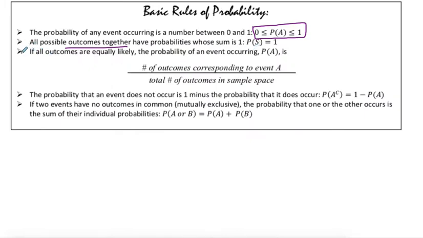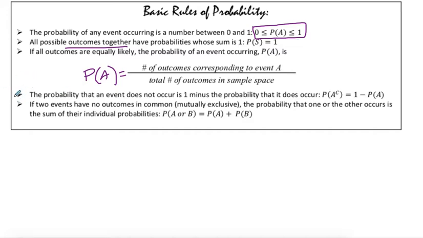The next one says if all outcomes are equally likely, the probability of an event A occurring is the number of outcomes corresponding to event A out of the total number of outcomes in the sample space. That's where we were finding how likely it is to get a sum of 5, right? That is our numerator. How many total options are there in our sample space? That's our denominator.